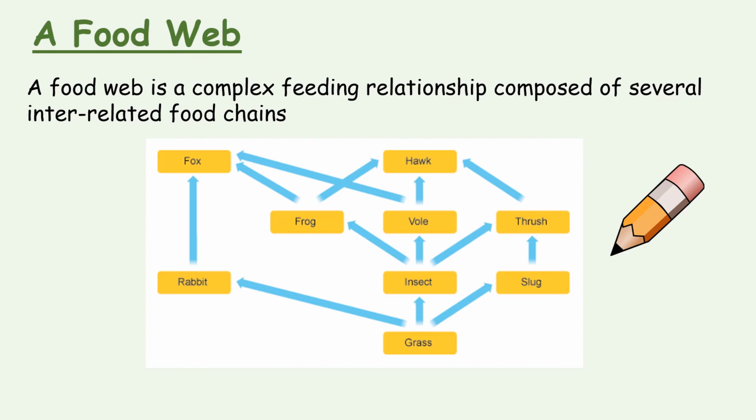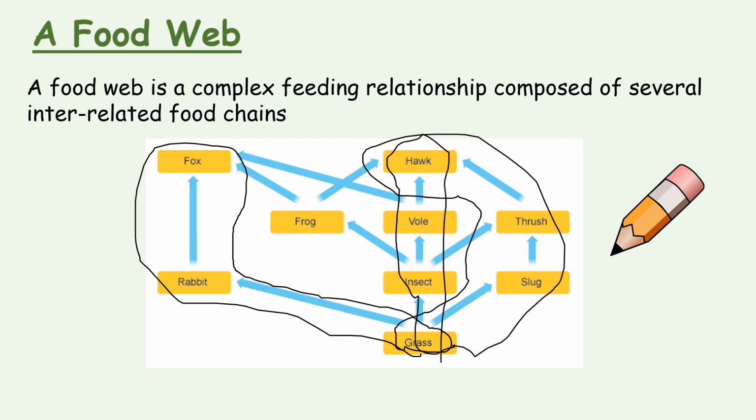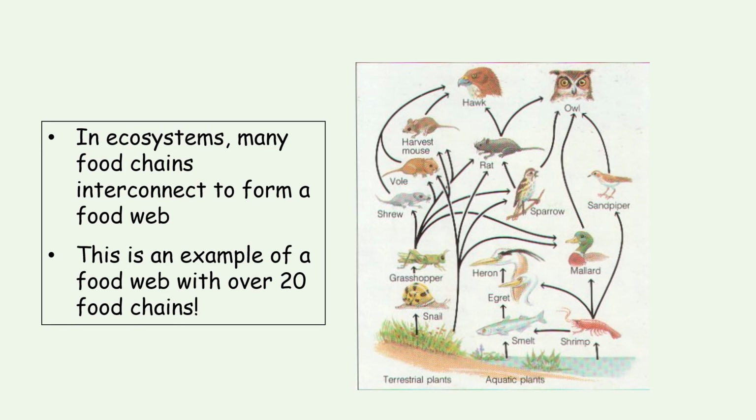So for example, I could separate this food web and take the grass out and put it with going to the rabbit and then going to the fox. So that would give me one food chain. I could take the grass, insects, the vole, and then the hawk and put it into a food chain. I could take the grass, the slug, the thrush, the hawk and put it into a food chain, but you should be used to doing this from third year. So in an ecosystem, many food chains interconnect to form a food web, and this is an example of a food web with over 20 food chains, so it is quite complicated.